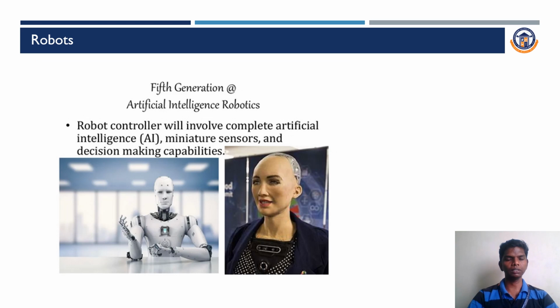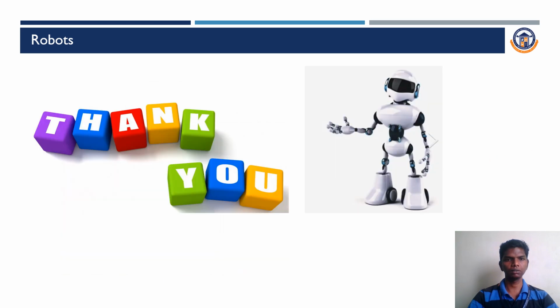And the fifth generation: we all know this robot is called the Sophia robot. It is a familiar robot. It is a humanoid robot. A robot controller involving complete artificial intelligence, miniature sensors, and decision-making capabilities. It is a complete replica of human beings: action, speech, and eye blinking are all done by this robot with the help of artificial intelligence.